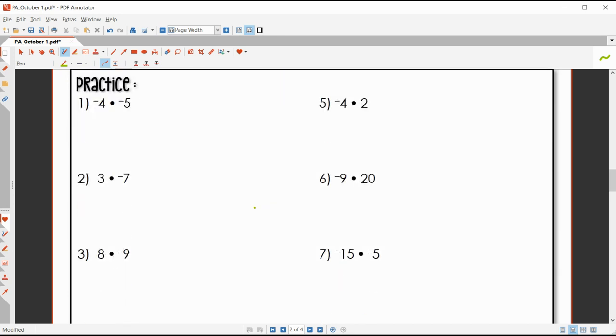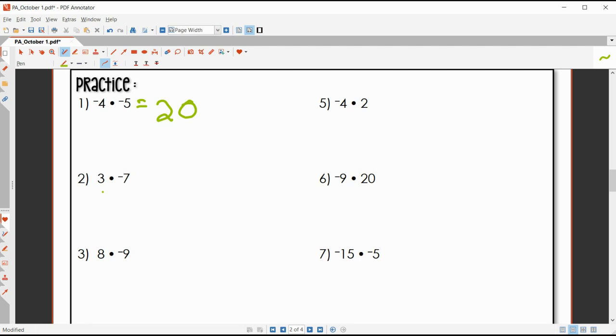Here we have a -4 and a -5. They have the same sign. So if they have the same sign, they will equal 20, and it will be positive. Let me see if I can do a better job with writing this. Make it look a little neater for you. Get my pen. Okay, equals 20.